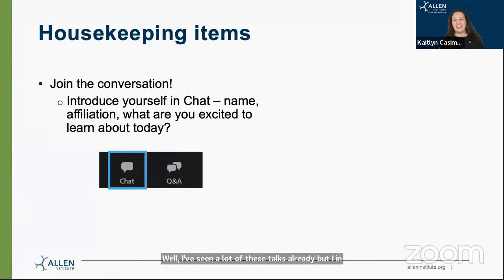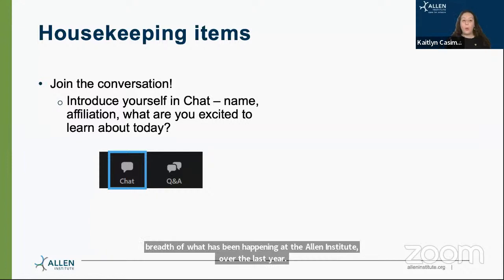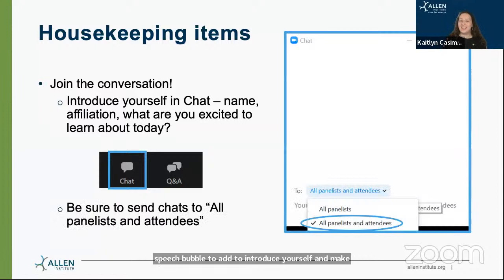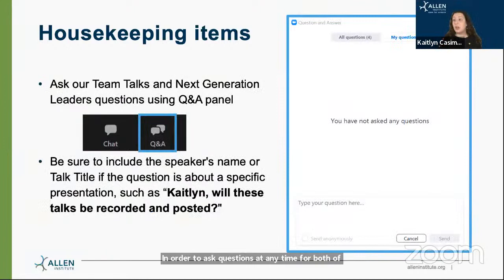So please use that chat button that looks like one speech bubble to introduce yourself, and make sure you're sending those messages to all panelists and attendees. In order to ask questions at any time for both of our team talks and our next generation leaders speakers, please use that Q&A panel. Getting your questions there is going to help us make sure that we get those asked of our speakers. So please make sure that you're including the speaker's name or their talk title for the team talks so that we know who those questions are for. Just go ahead and put that right at the beginning of your question. That will help us make sure it gets asked of the right person.